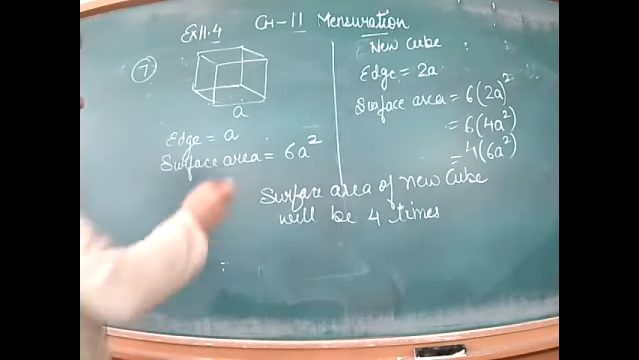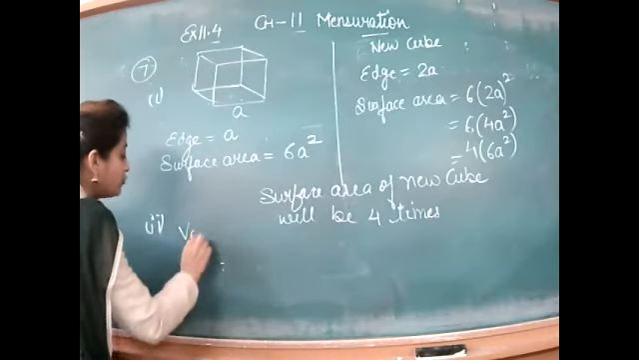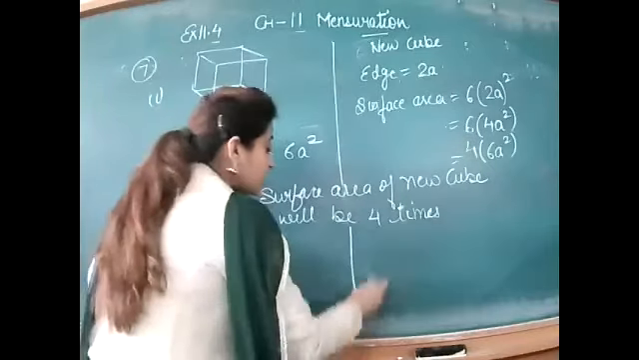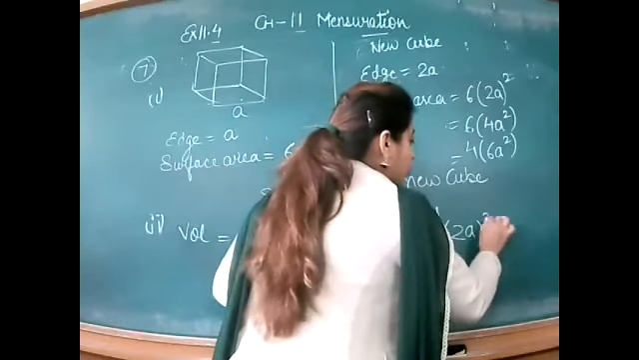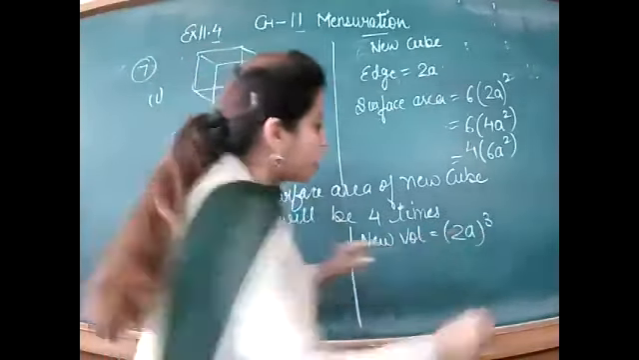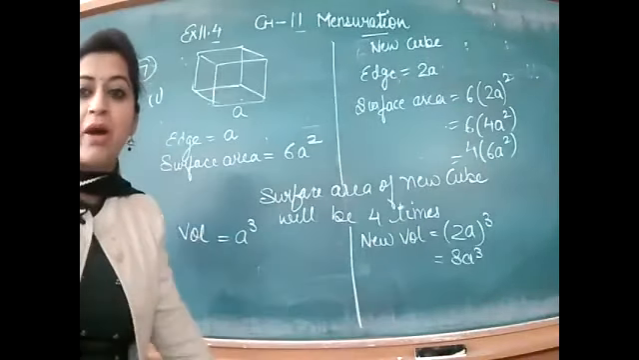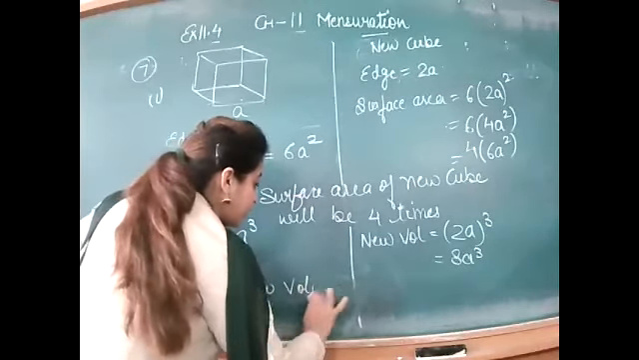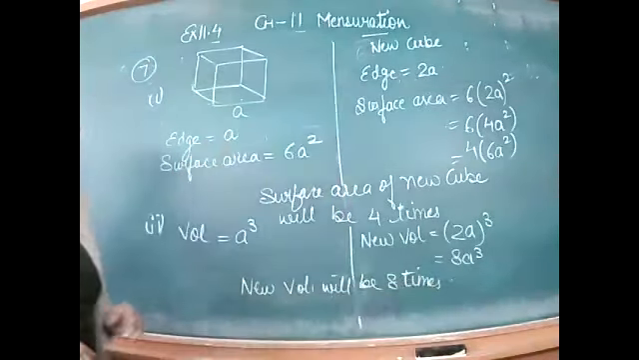ये फर्स्ट पार्ट था इसका। सेकेंड पार्ट देखो, आपको कहता है what will be the effect on the volume, what is the volume of this. अगर एज A है तो वॉल्यूम क्या होगा, A क्यूब, और इसका न्यू वॉल्यूम क्या होगा, 2A का क्यूब। इज इट सो? वैसे क्या होता है साइड क्यूब, अब साइड क्या है 2A, तो 2A का क्यूब क्या होगा, 8A क्यूब। यस, what is the impact, new volume will become 8 times. Is it okay?